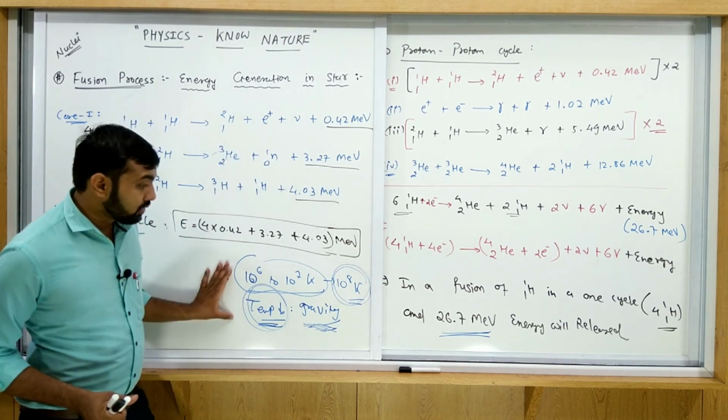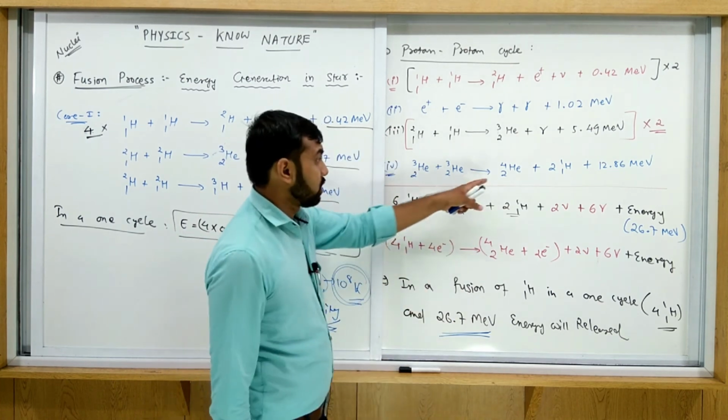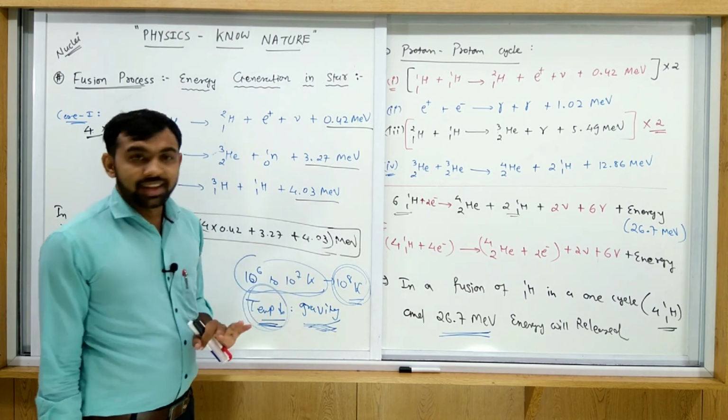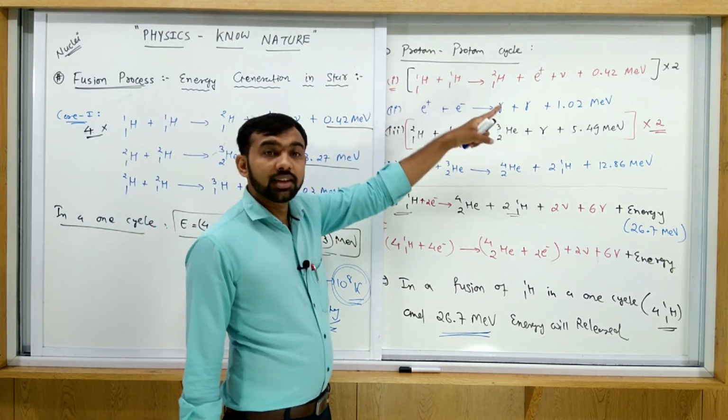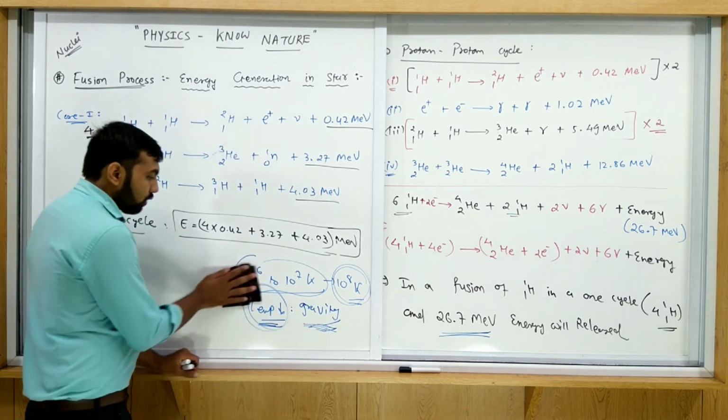Okay, but this is one process, and the second process is the formation of carbon from helium. Helium to carbon is called the carbon cycle. Like this is the proton cycle, the second one is called the proton-carbon cycle, but it is not in our syllabus, so all of you must note this.